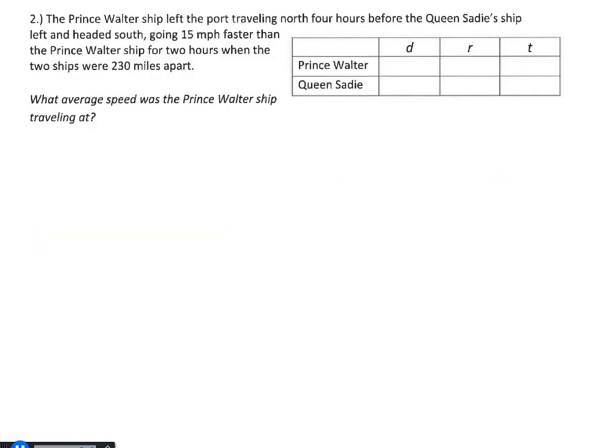Okay, let's take a look at another one. The Prince Walter ship left a port traveling north 4 hours before Queen Sadie's ship left and headed south. So this one's a little bit different, right? We have both of them leaving from the same place, but one is going north, and one is going south. So we have the Prince Walter, and we have the Queen Sadie. And we know that Prince Walter left 4 hours before Queen Sadie. So he's been traveling for 4 hours more than how long she's been traveling.